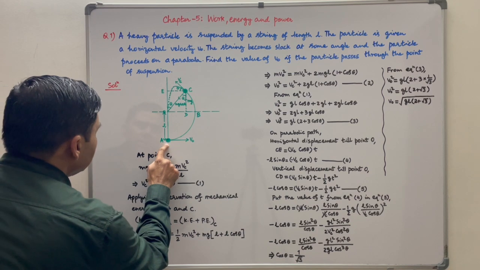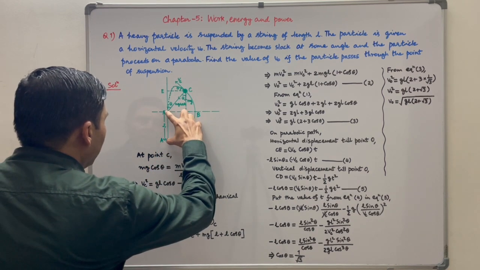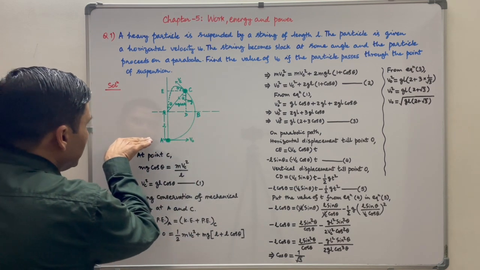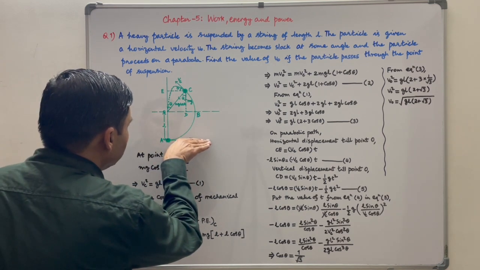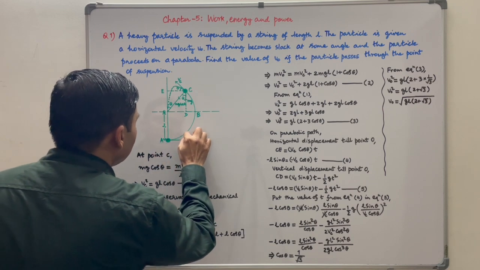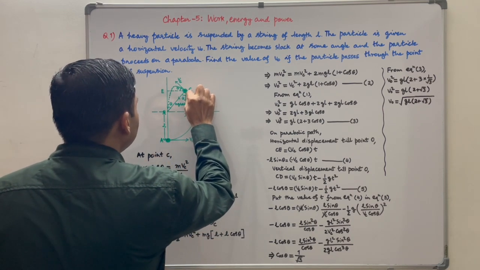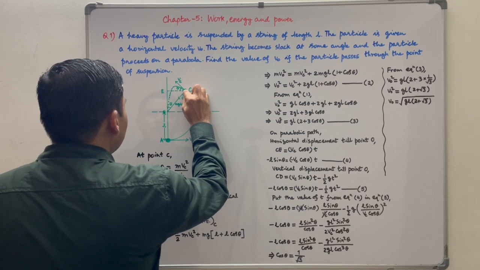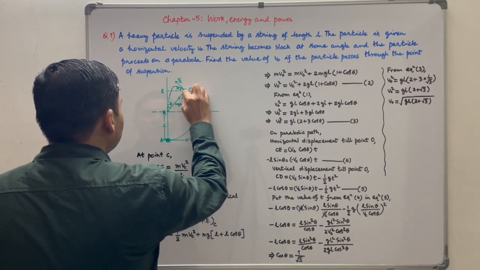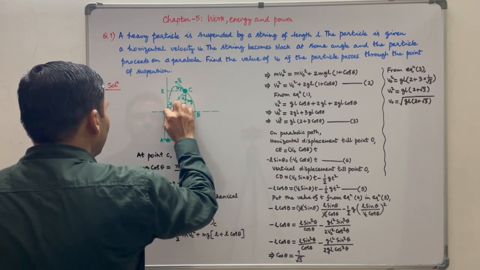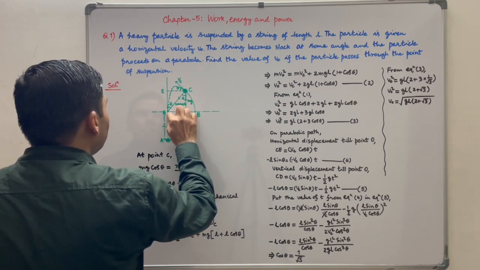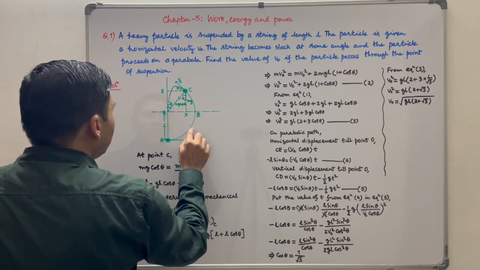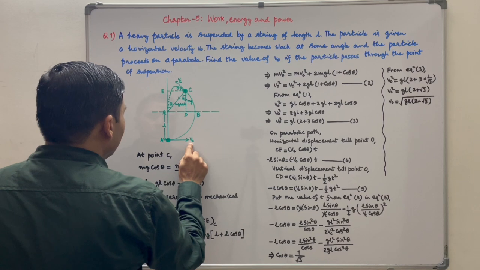Suppose a particle is suspended by a string of length L. O is the point of suspension. The particle is given a horizontal velocity v0 so that it starts traveling on this circular path till point C. At C, the string slacks and the particle leaves the circular path and starts traveling on this parabolic path. It is given that the particle passes through the point of suspension O. We have to calculate the value of v0.